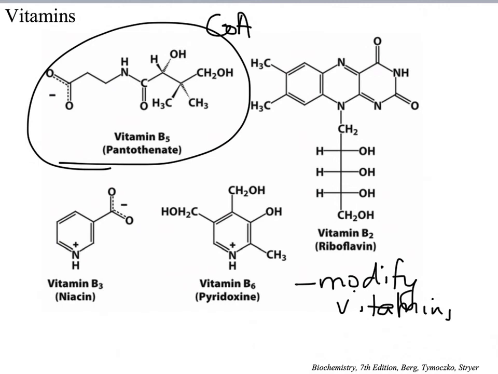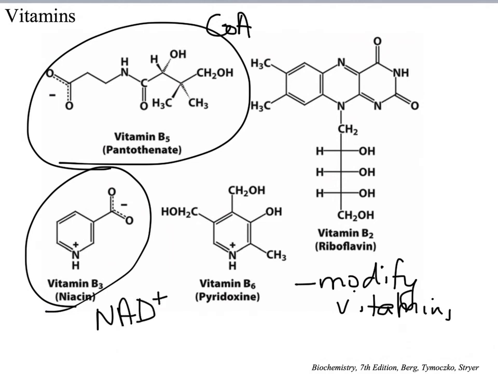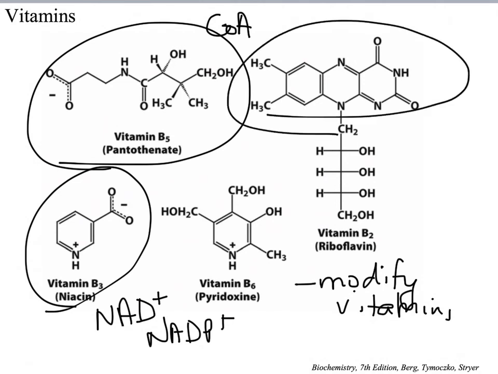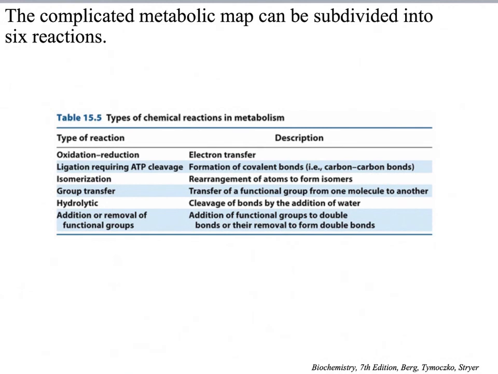Okay. Here we have niacin, which is part of the NAD+ and NADP+. Here you can see where flavin comes from, in vitamin B2, riboflavin. We will see that they bring unique chemical functionality to certain enzyme reactions. So we can break down the complicated metabolic map into 6 types of reactions.